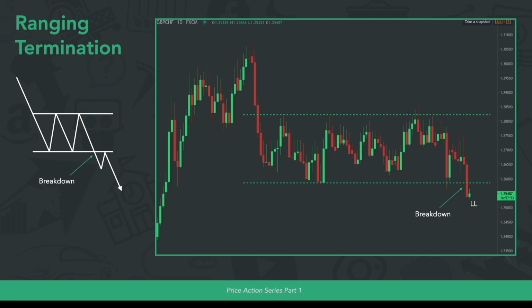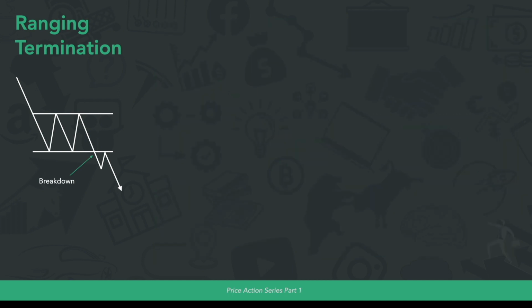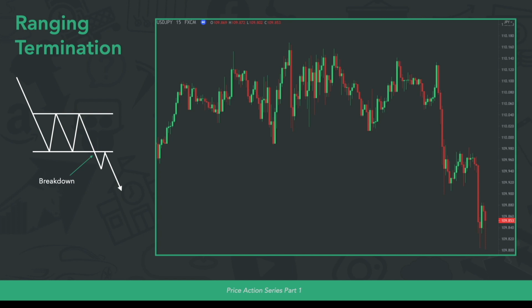Alright? So, another example, USD/JPY 15-minute time frame. We were confined within a certain price range and then we had a breakdown. Right? That breakdown was very aggressive. If you look, the candlesticks or bars are huge. And then we had a lower low. Alright? So, if we have a lower low, we can assume we'll have a lower high and then another lower low. Okay?